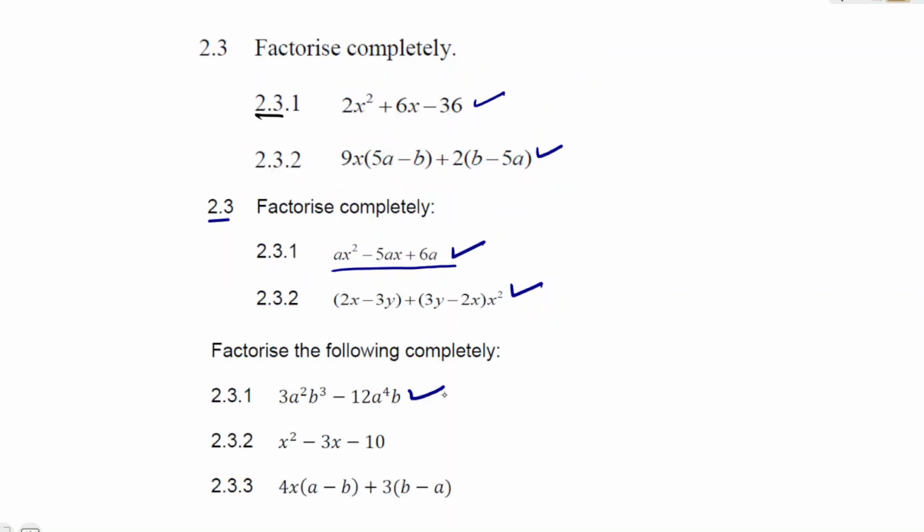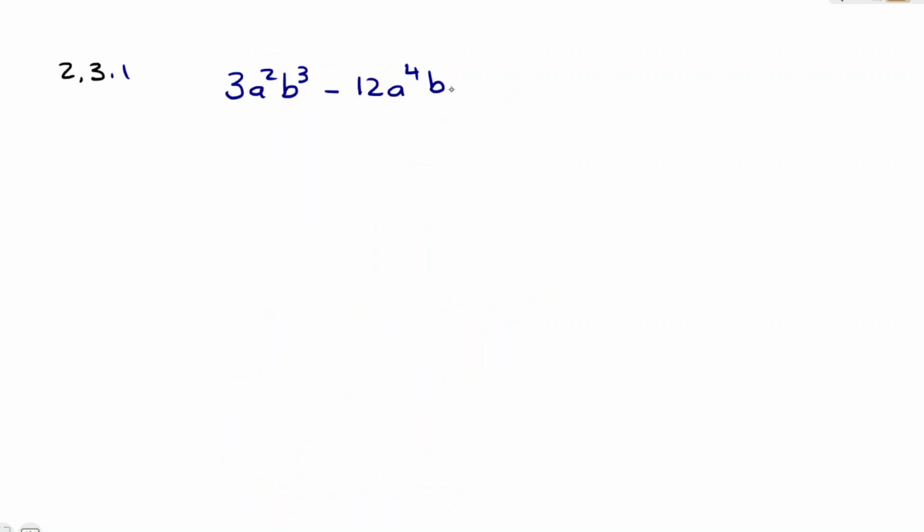Now, problem number 5, you are given 3a squared times b to the power 3 minus 12 times a to the power 4 times b. They said factorize the following completely. So please pause the video, try to factorize this one, 2.3.1, and then wait for my final solution. Then you can compare your answer with my answer. Okay, so let us now solve this one.